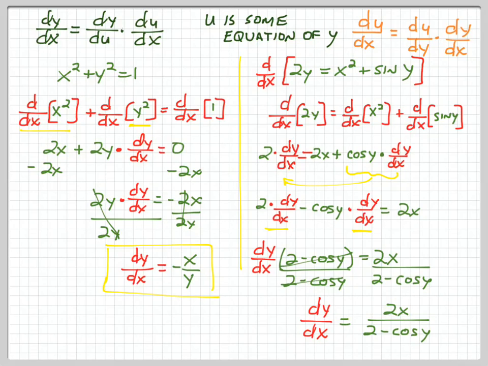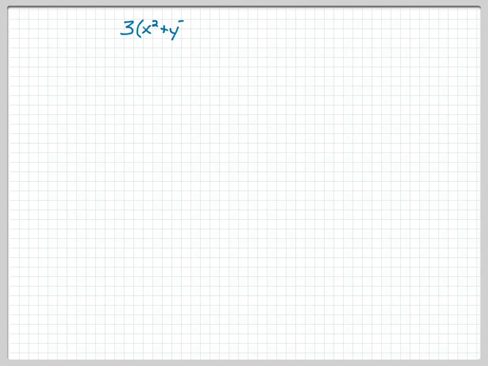Alright, let's look at one more example. It's going to be a little bit bigger of an example. We're looking at 3 times x squared plus y squared, all squared, equals 100xy. Ooh, it's a big one. So we're going to take the derivative with respect to x of all of this. If we were just looking at the 3 times x squared plus y squared, all squared, we would look at the outside piece first, and we would find the derivative of that.